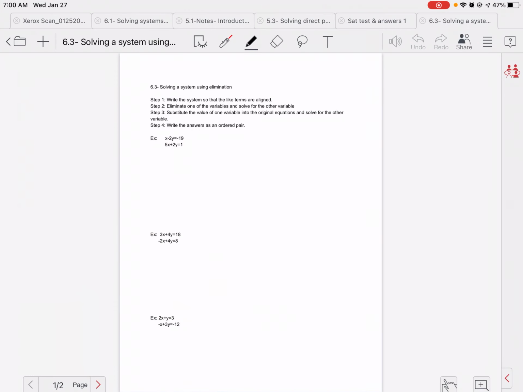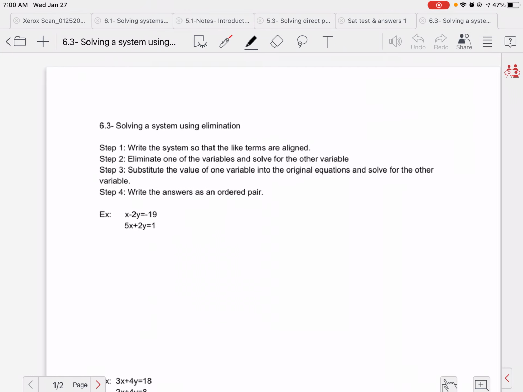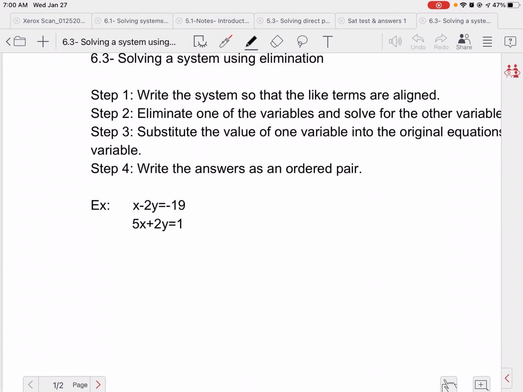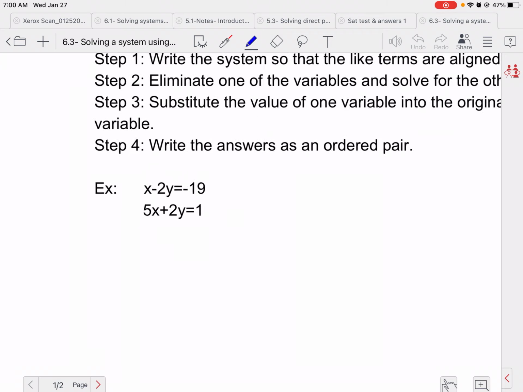Hi guys, welcome back. We're going to continue talking about solving systems, and we're going to do that easier method I've been talking about, elimination. So we have three ways to do this. We can graph, which we know can be difficult, especially if it's like a fraction answer. We can use substitution by getting one variable by itself. But elimination is a method a lot of students like.